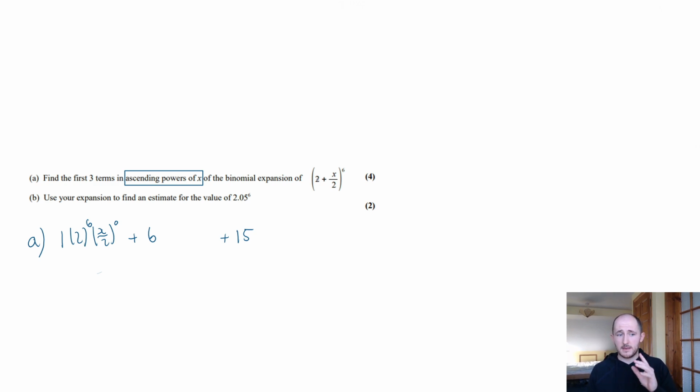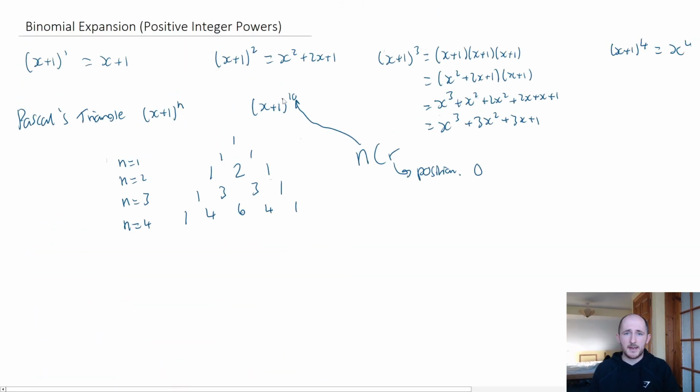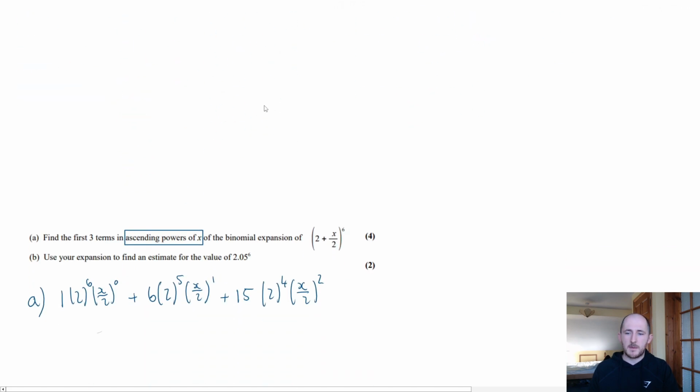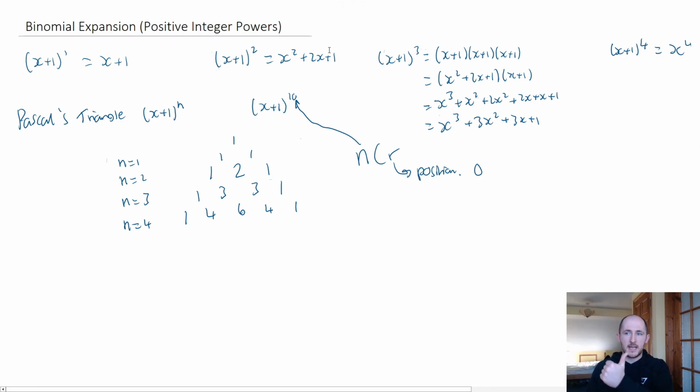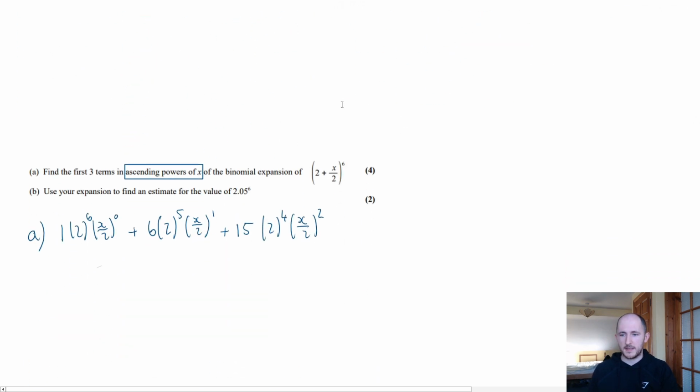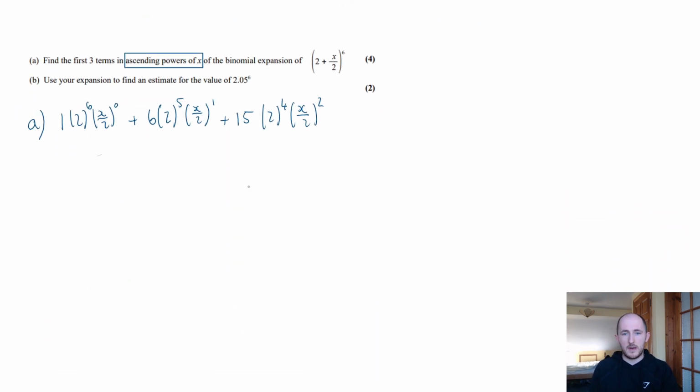Now that might seem a bit confusing, but watch what happens. We reduce the power by 1 and increase this power by 1. Reduce this power by 1, increase this power by 1. Because that's how it works when you expand brackets. However, when we expand brackets, we normally decrease the power of x by 1 and increase the power of this by 1. However, with binomial expansion, because we're going into ascending powers of x, we're going to read it backwards. Increase the power of x over time, decrease the power of the constant over time. That's it, 4 marks. All we have to do now is simplify it.